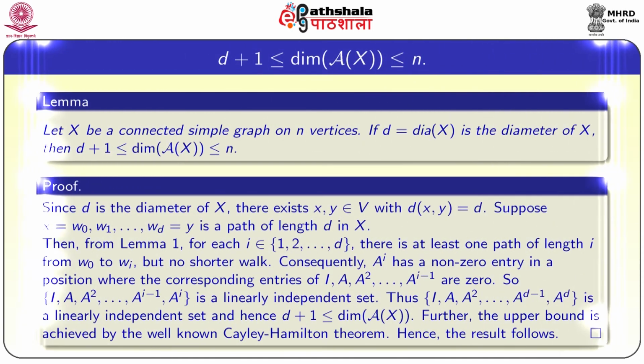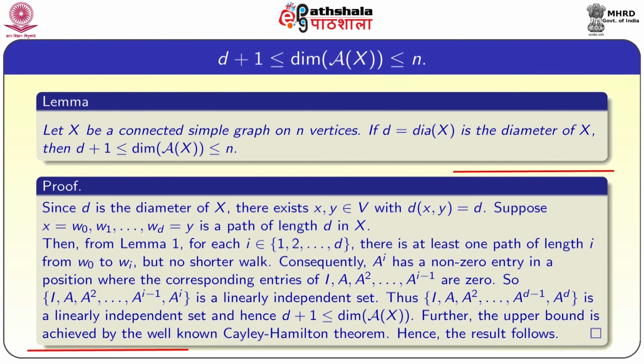Since D is the diameter of X, there exists x, y belonging to V with distance d(x, y) equal to D. Suppose x = w0, w1, and so on, wd = y is a path of length d in X. Then from the previous lemma, we saw that for each i from 1 to d, there exists at least one path of length i from w0 to wi, but no shorter walk.